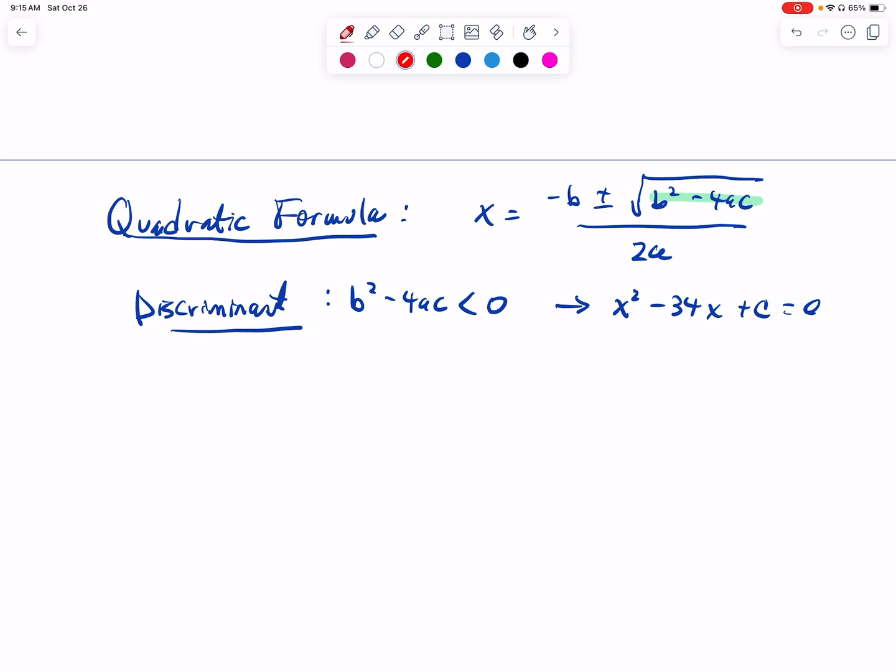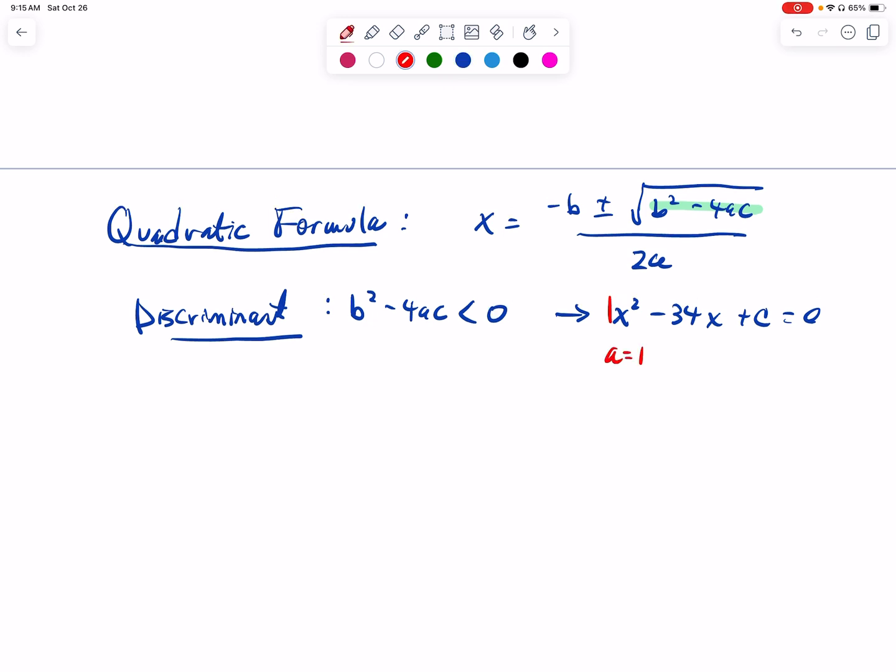So my a value here is 1. It's the understood 1 here. My b value is negative 34 right there. And my c value is just c, because I don't have a number for that. Now let's plug all of this into our discriminant.